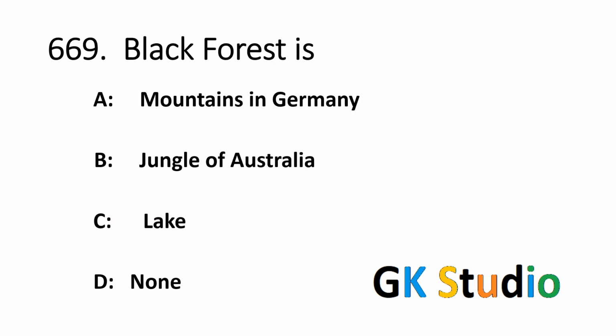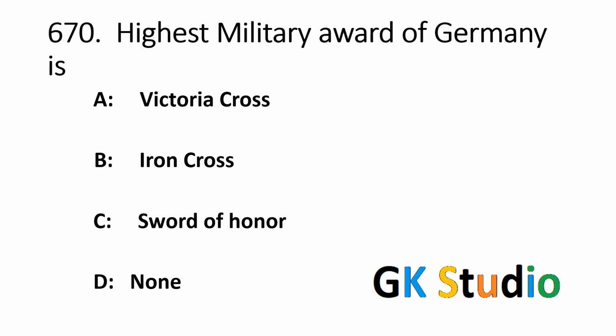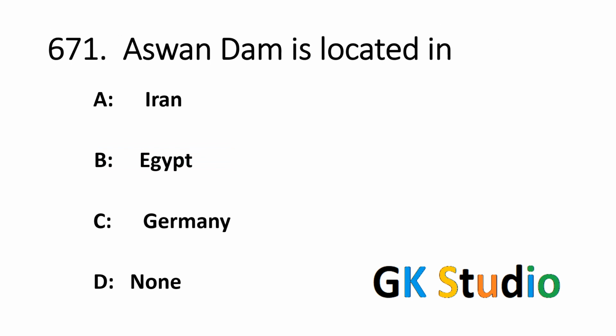Black Forest is mountains in Germany, jungle of Australia, lake name, none. The correct answer is mountains in Germany. Highest military award of Germany is Victoria Cross, Iron Cross, Sword of Honor, none. The correct answer is Iron Cross. Highest military award of Germany is Iron Cross. Aswan Dam is located in Iran, Egypt, Germany, none. The correct answer is Egypt. Aswan Dam is located in Egypt.